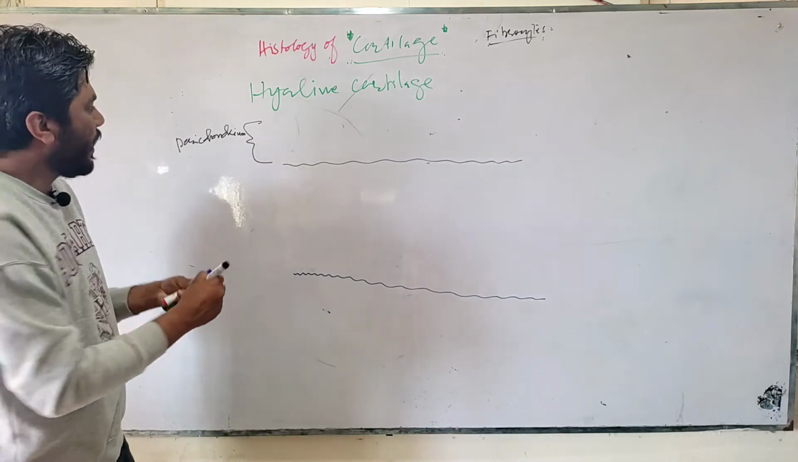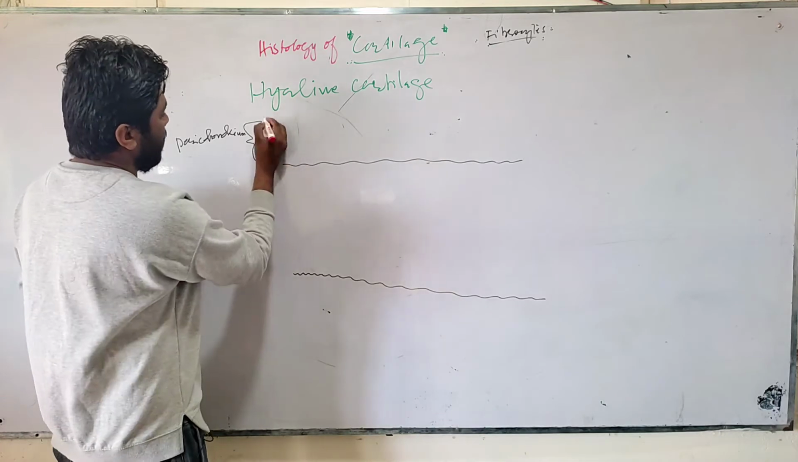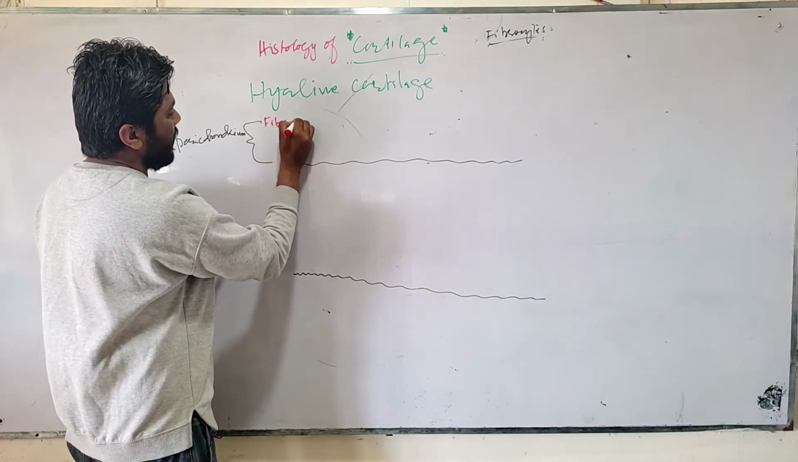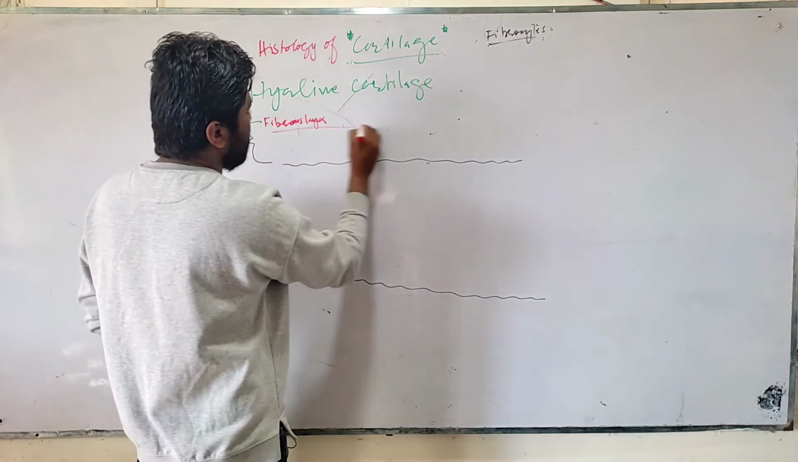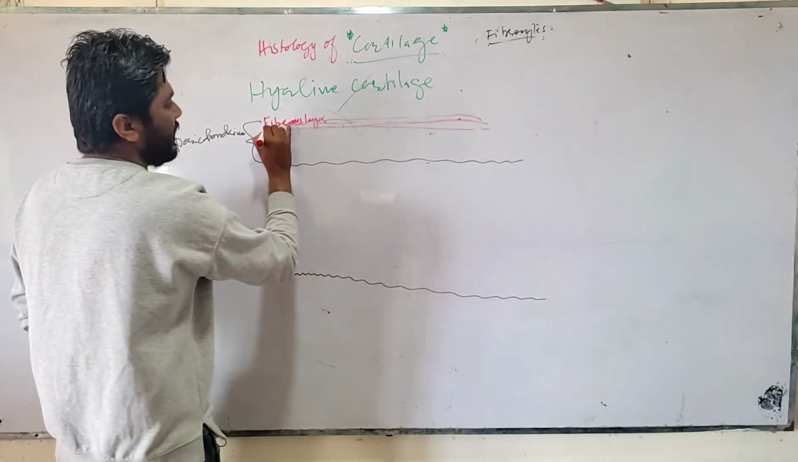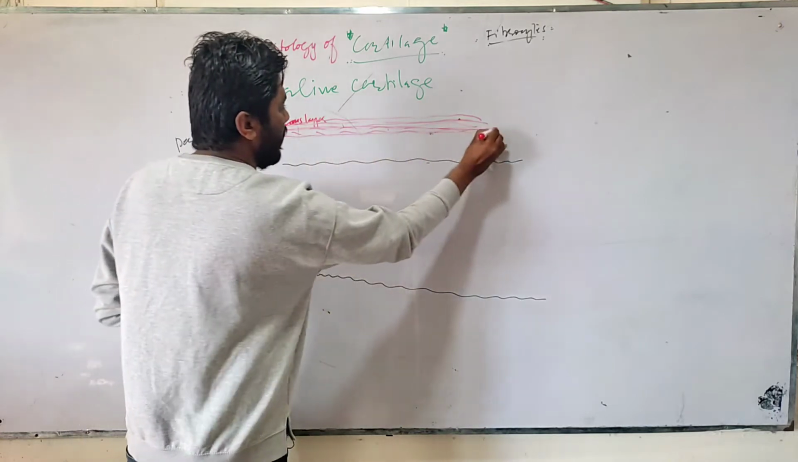The outermost layer will be known as what? This will be known as the fibrous layer. What does it mean? It means there are a lot of fibers. Yes, they have many fibers.